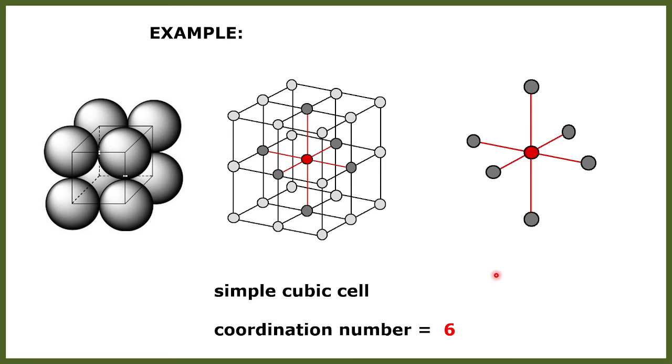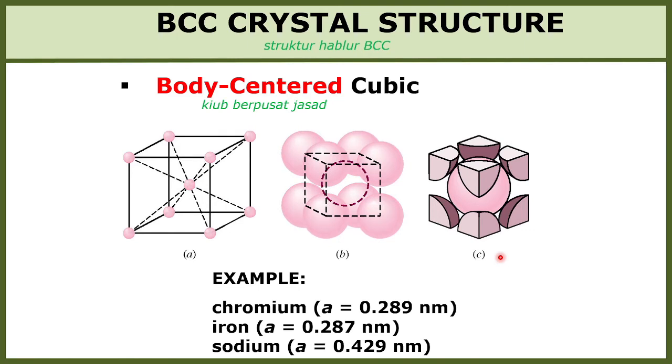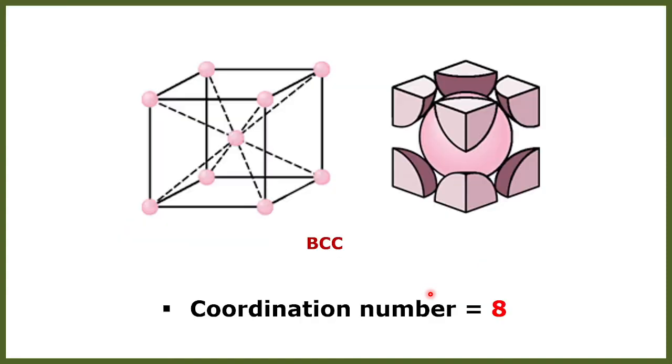Okay, next we go to BCC, body center cubic structure. For a unit cell, there is one atom at the center and 1/8 atom at each corner. Examples of elements with BCC are chromium, iron, and also sodium. We look at the coordination number for BCC. One atom is touching 1, 2, 3, 4, 5, 6, 7, 8. So the coordination number for BCC is 8.